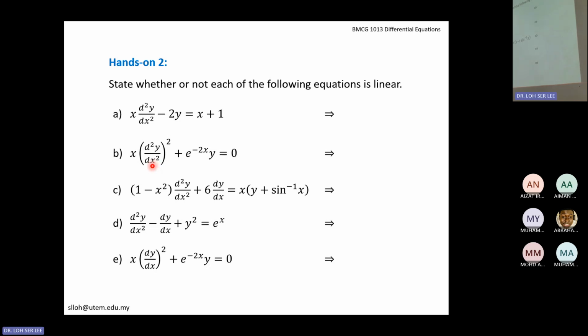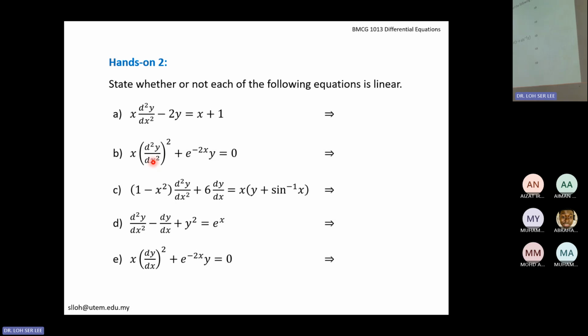The independent variable is x. The coefficient function is in x. This one is a function in x. This is a constant, so accepted. So the only factor that leads it to the non-linear differential equation is this term. Only this term. This is the only cause. For the coefficient function, it can be any function, polynomial function, trigonometric function, any function as long as it is in the independent variable.